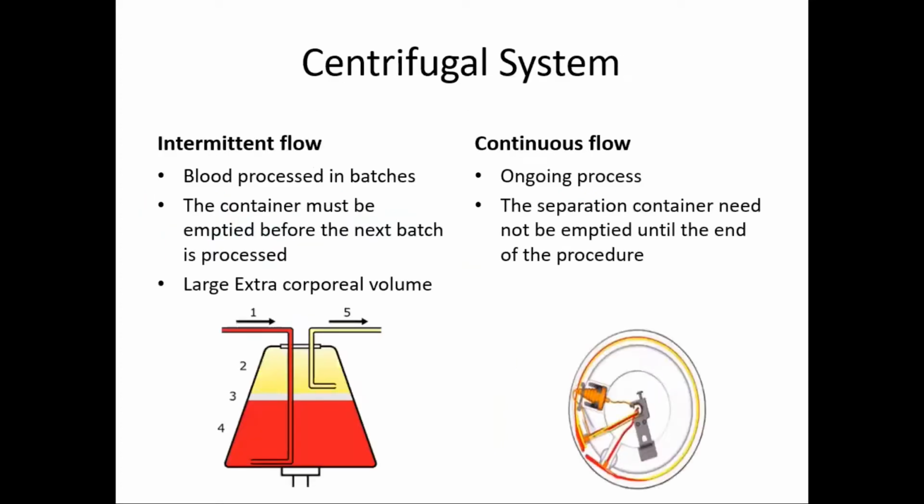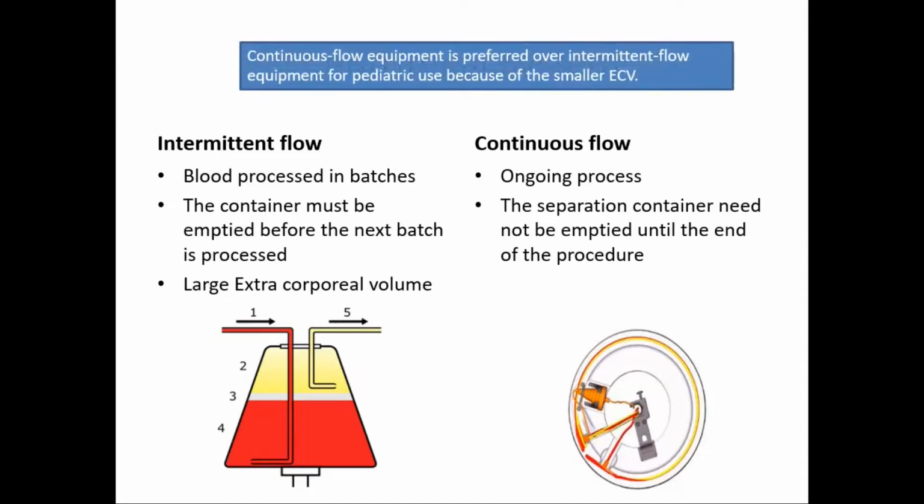We all know that there is an intermittent flow system and a continuous flow system. In intermittent flow, the blood is processed in batches. In continuous flow, it is an ongoing process. Because the blood is processed in batches, the extracorporeal volume, that is the volume of blood which is outside the body at any point of the procedure, is very high in an intermittent flow system. Whereas in a continuous flow system, the extracorporeal volume is minimal. So pediatric procedures should always be preferred in continuous flow equipment because of the large extracorporeal volume with intermittent flow systems.